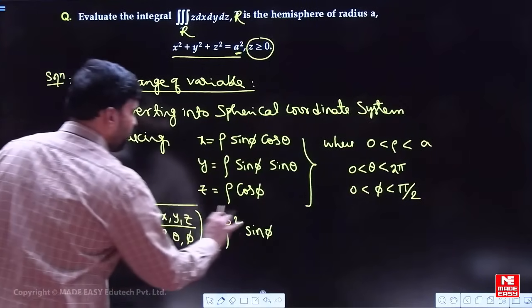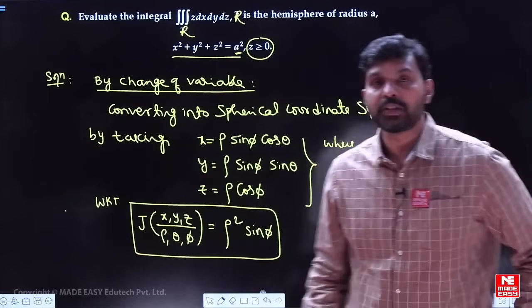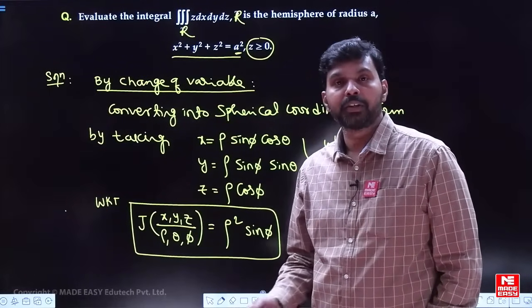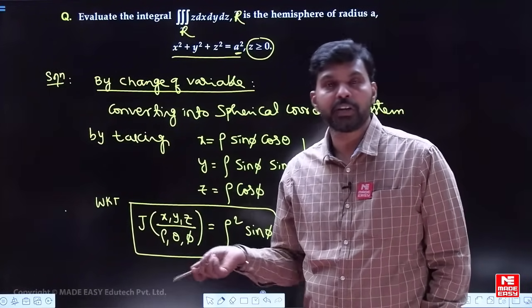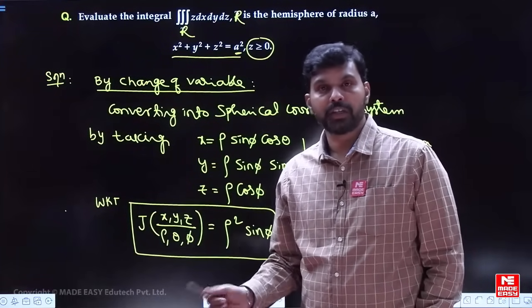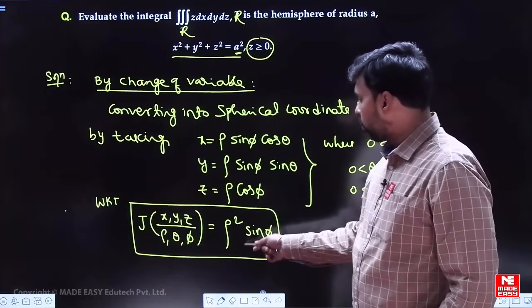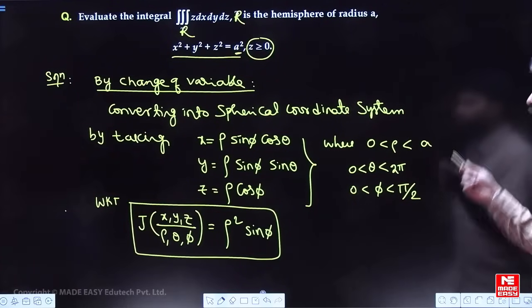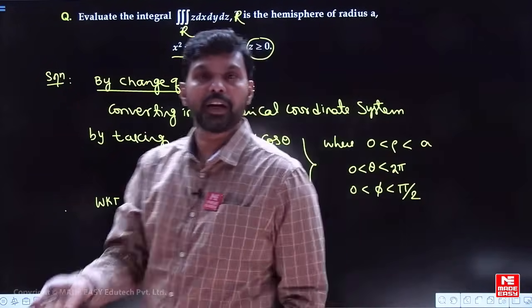Those who don't know this will have to remember it, beta. For electrical students and mechanical students this concept is very important, because this conversion of one system of coordinates to another system of coordinates we use in our technical subjects also. So it is a very important concept. Now you take this Jacobian, these substitutions and these limits into this integral and evaluate it. Then you will get the answer.